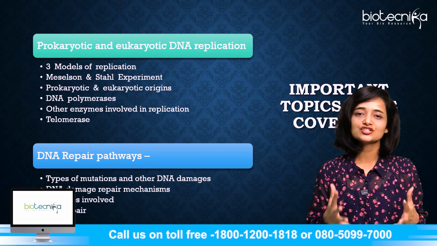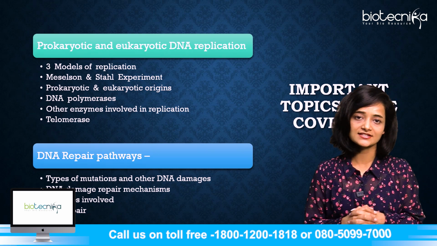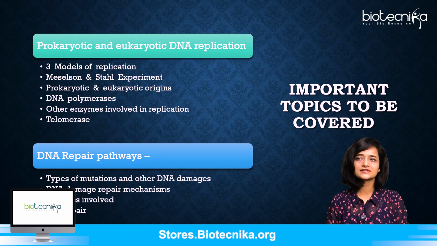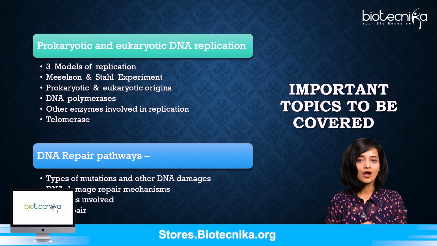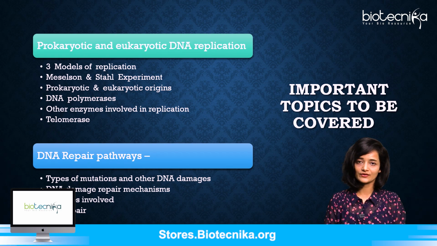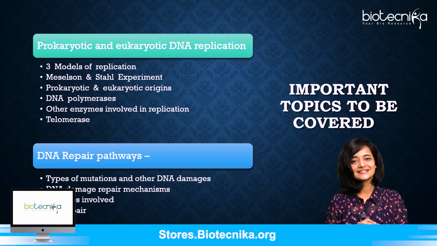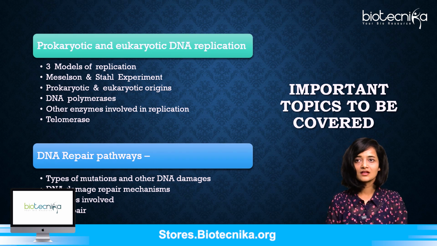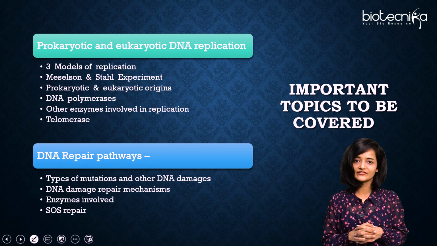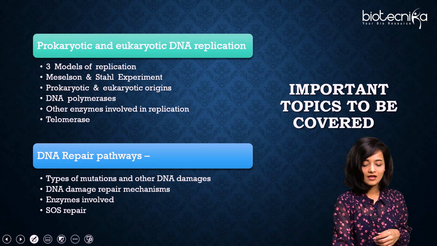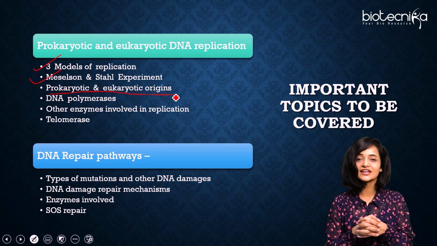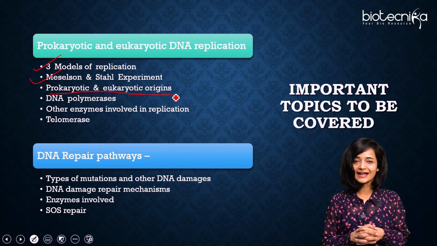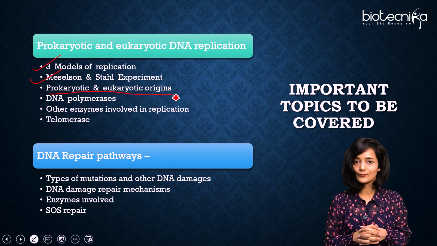Then coming to the major topics that you need to learn and revise from this subject. First comes prokaryotic and eukaryotic DNA replication, where you need to study all three models involved in DNA replication, that is conservative, semi-conservative, and dispersive. The experiment that supported the semi-conservative nature of DNA replication was given by Meselson and Stahl. Prokaryotic and eukaryotic origin of replication, replication fork, fidelity of replication, and extrachromosomal replicons are important.